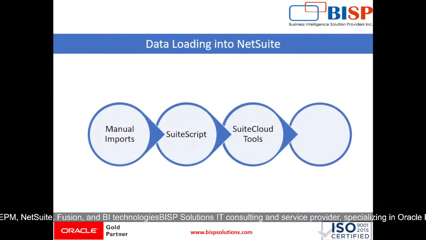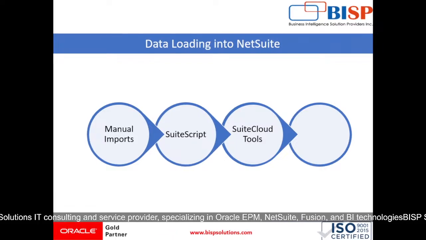Then comes data loading into NetSuite, where there are manual imports, using the CSV import tool, which is suitable for small data sets. Then SuiteScript, where custom scripts for large or complex data imports are used. Then SuiteCloud tools, where SuiteTalk, which is web services, SuiteFlow, which is workflow, and SuiteAnalytics are used. Then third-party connectors, where Celigo, Boomi or MuleSoft are used for automated migration. As a best practice, migrating data in batches to prevent errors and system overload is the best practice for data migration.